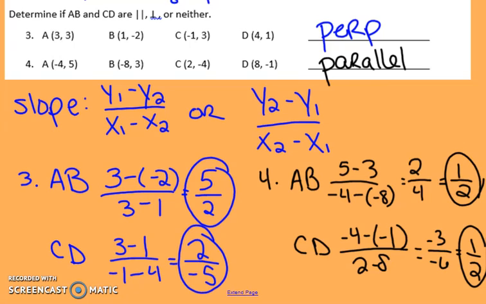Anytime you have the same slope, the lines are parallel. And it doesn't matter if we're giving you points, or if we give you two slope-intercept equation lines, if the slopes are the same, they are parallel.